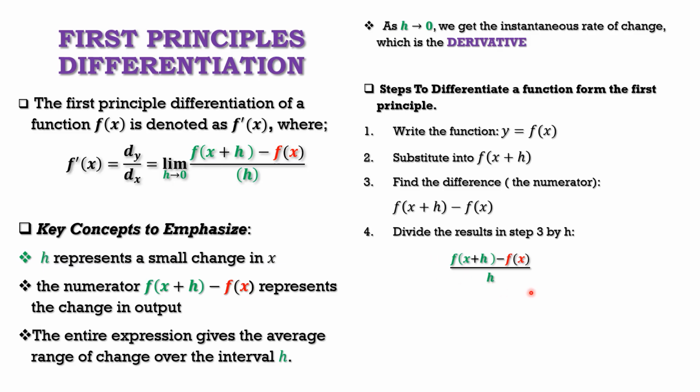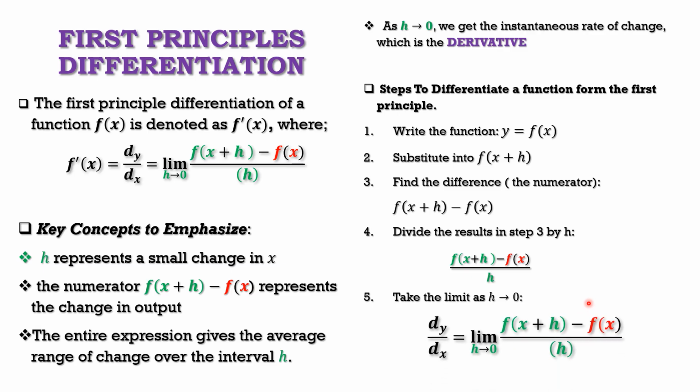If we are going to divide it by h, it means we are going to divide the numerator, that is the expression from step 3, by h. Then we take the limit as h approaches 0. That is where the secant becomes the same as the tangent. Taking the limit as h approaches 0 of this function will be differentiation from the first principle, which is dy over dx, that is change in y over change in x. That will give us the derivative of the function f of x.